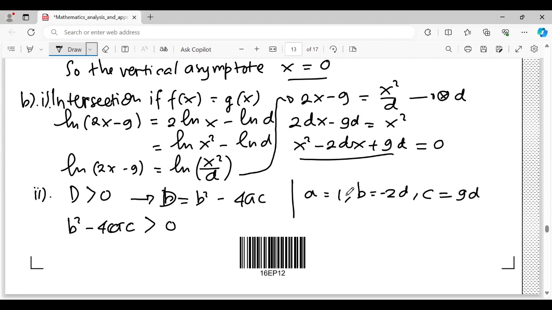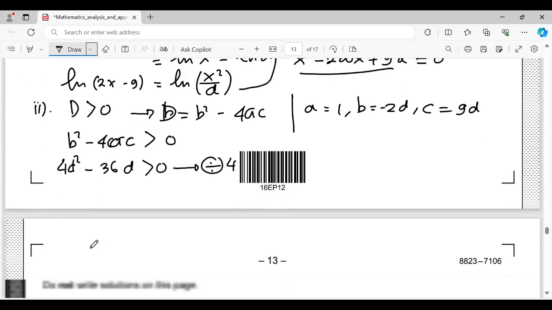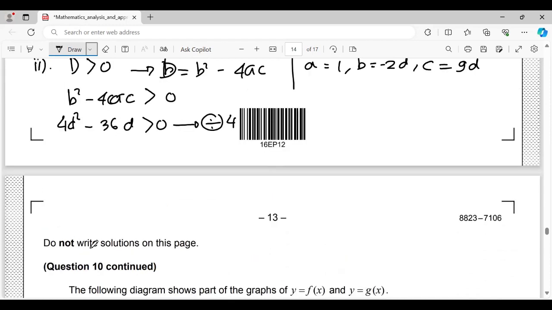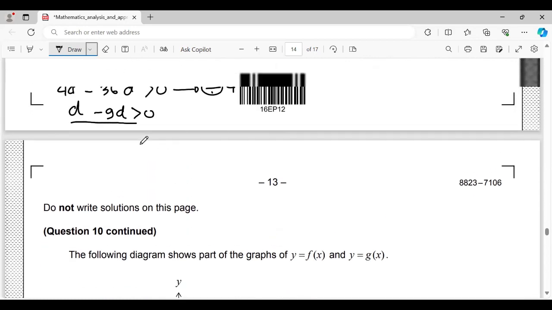So substitute that information into this inequality, we get 4d squared minus 36d greater than 0. After that, divide by 4, and it becomes d squared minus 9d greater than 0.